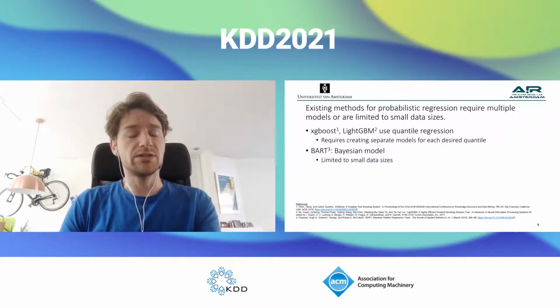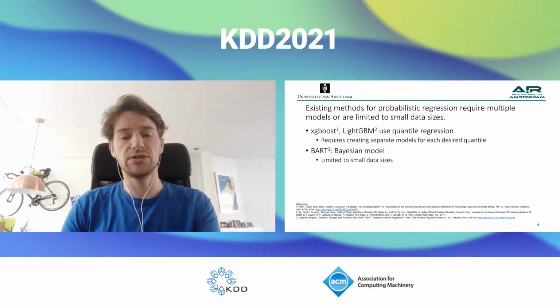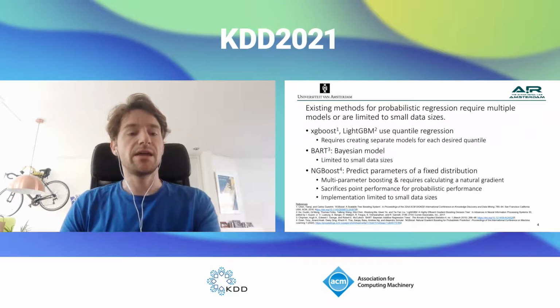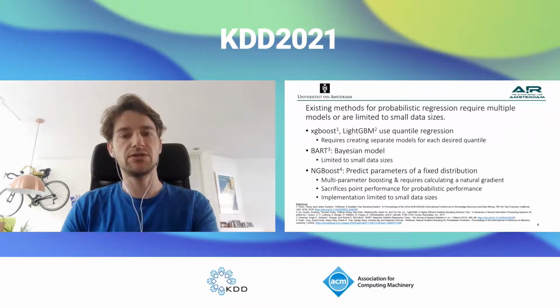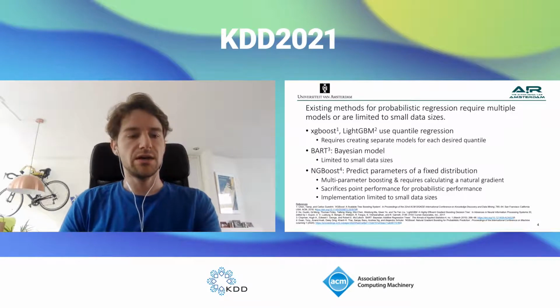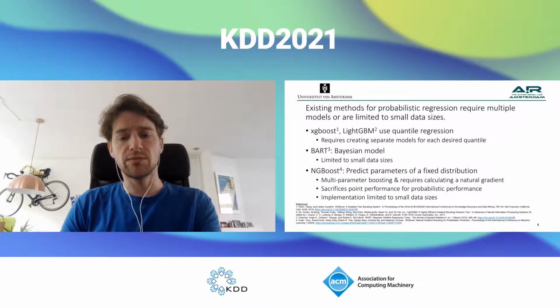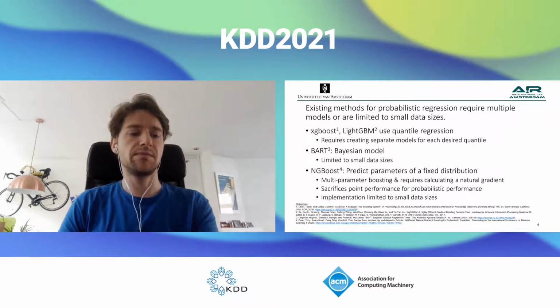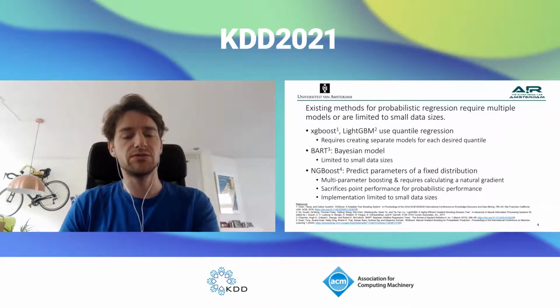Then we have BART, which is a Bayesian model, but this is limited to small data sizes due to its computational intensity. And finally, we have NGBoost, which is a recent method that employs GBMs to predict parameters of a chosen fixed distribution. It employs multi-parameter boosting, so it actually optimizes multiple parameters, and it requires calculating a natural gradient to fit a desired distribution. It sacrifices a bit of point performance for probabilistic performance, and implementation is actually only limited to small data sizes.